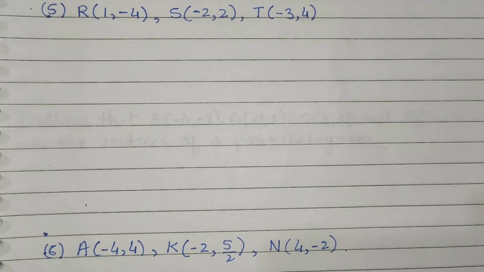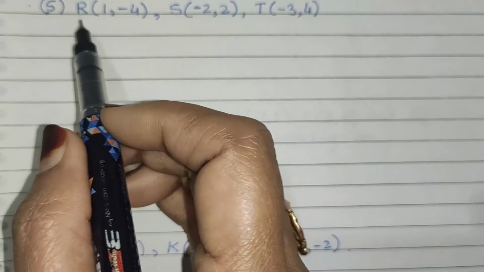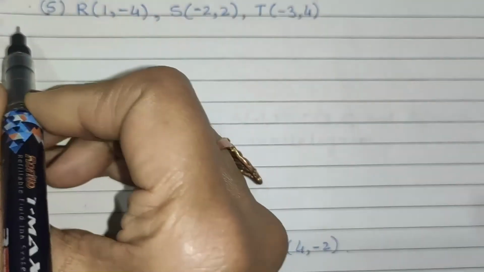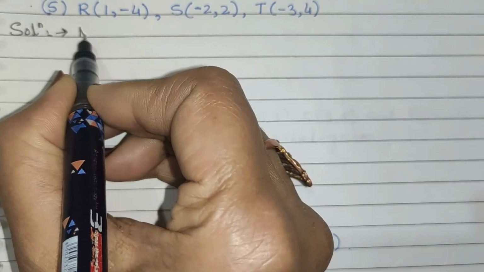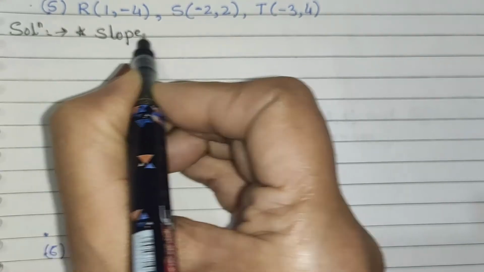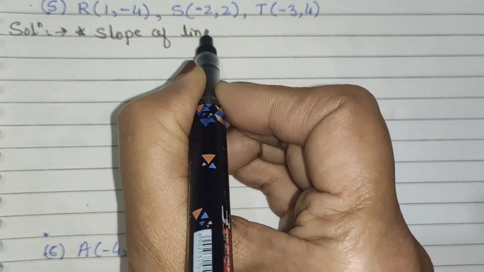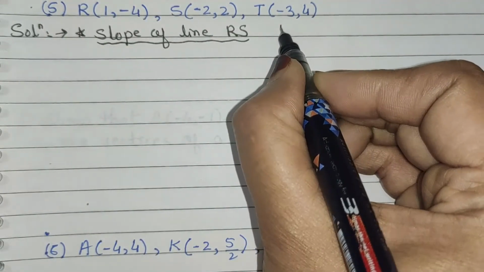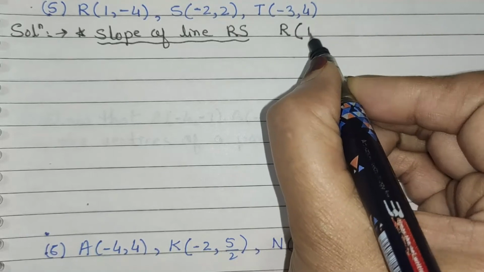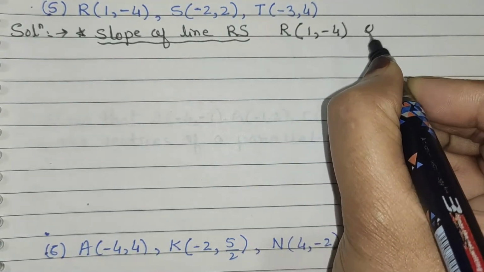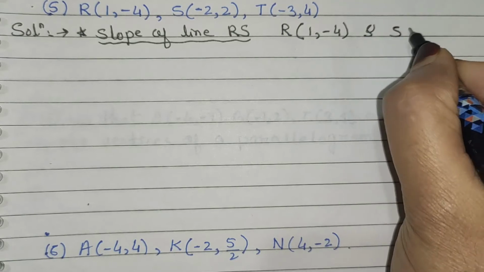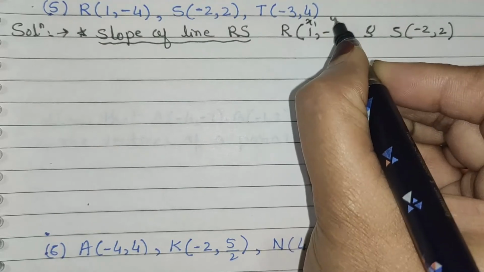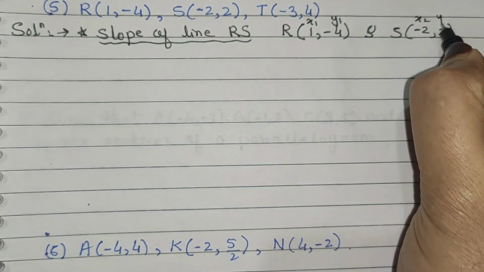Now next question is, here again first find out the slope of line RS and then slope of line ST. Now first write down here slope of line RS. Now for slope of line RS, write down the coordinates of point R are 1, -4 and the coordinates of point S are -2, 2. Let us consider the coordinates are x1, y1 and here x2, y2.